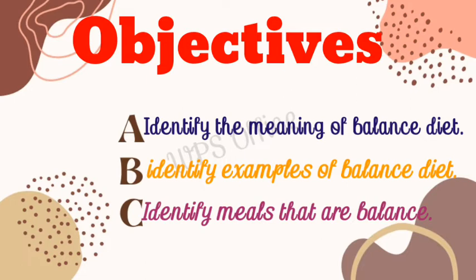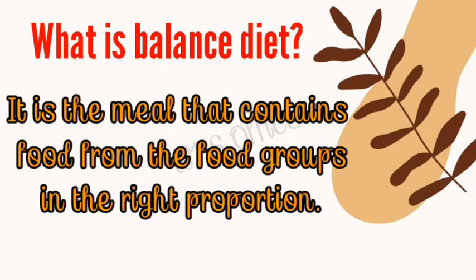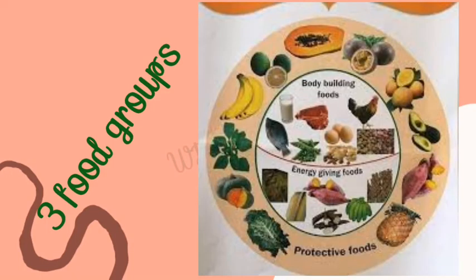Alright, now what is balanced diet? Balanced diet is the meal that contains food from the food groups in the right proportion. Remember we talked about food groups in our last lesson, and we said we have 3 food groups: energy giving food, body building food, and protective food. So the balanced diet must contain these 3 groups of food, just as you can see in the slide. So when your food contains all these food groups, then you have a balanced diet.